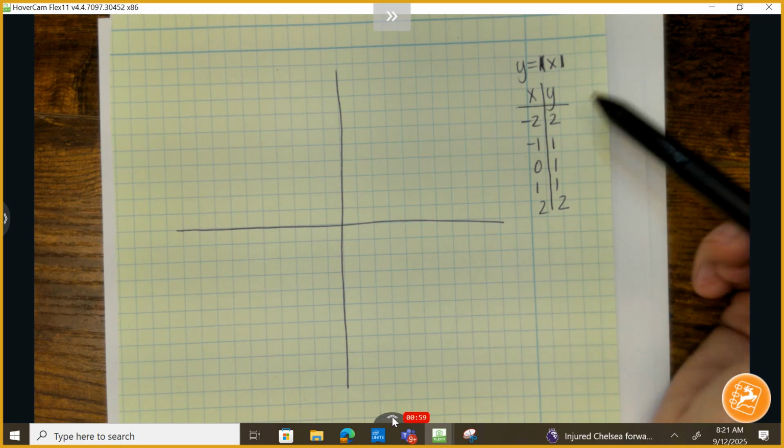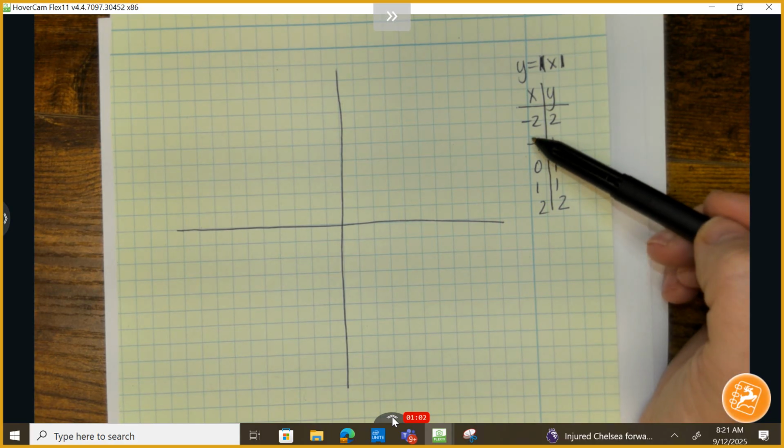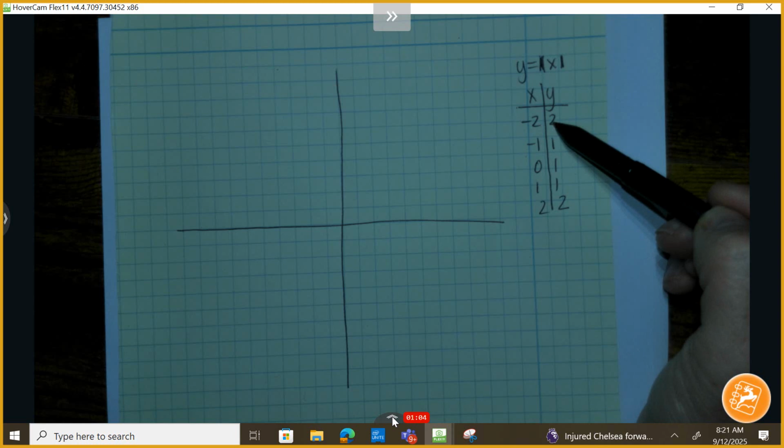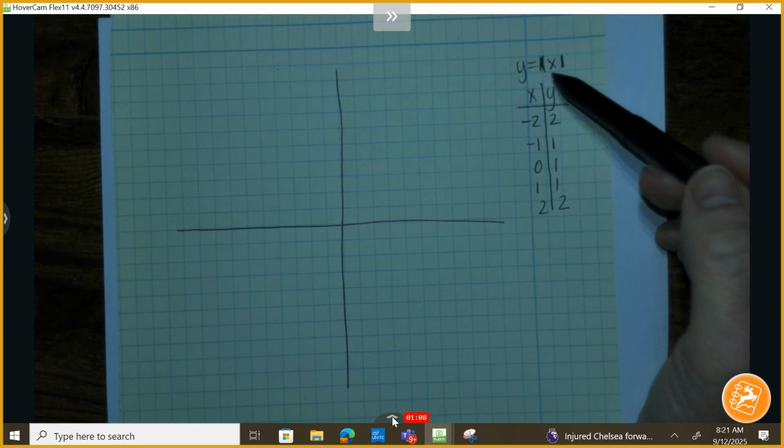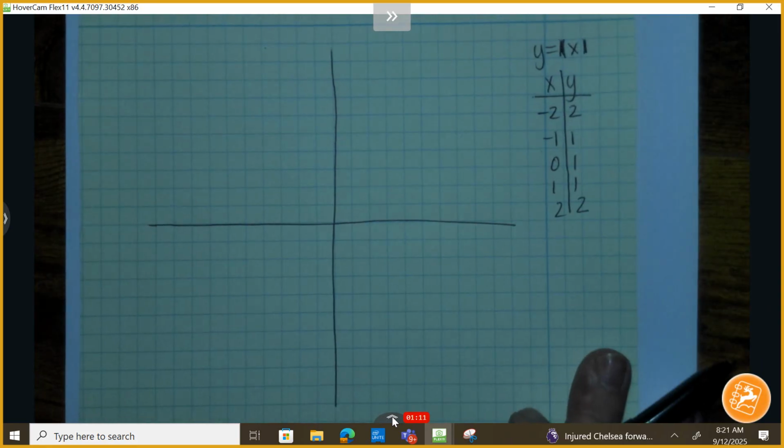A common mistake I see students make is that they think we just change the sign. So yes, the absolute value of -2 turns to +2, but the absolute value of 1 and 2 doesn't turn to negative. Remember, absolute value means how far something is from the origin.